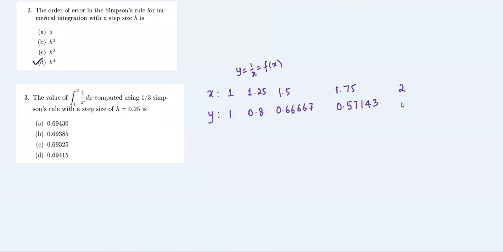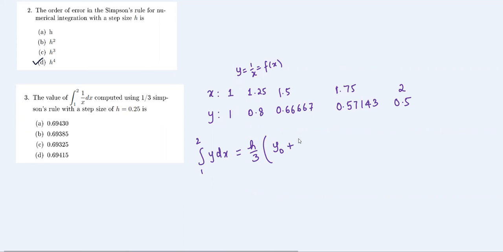Next, at 2, 1 by 2 is 0.5. Now, according to Simpson's 1/3 rule, it is h by 3 into y naught plus 4 times of y1 plus... So here we have x1, x2, x3, x4, x5. Because only 2 units are there, 1, 2, we have to choose 3-point intervals. So 1 to 1.5, 1.5 to 2.